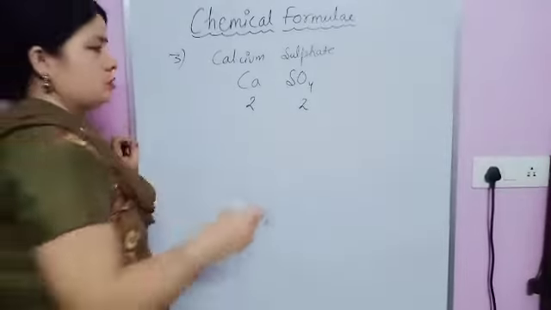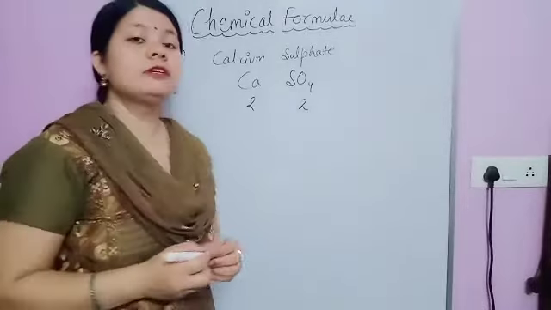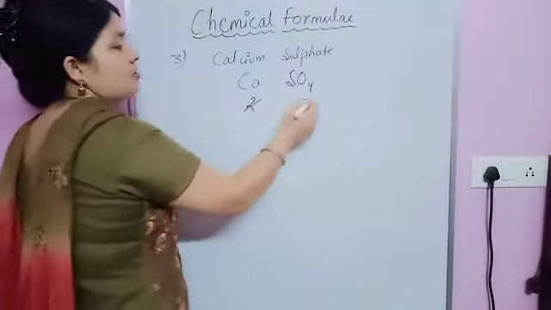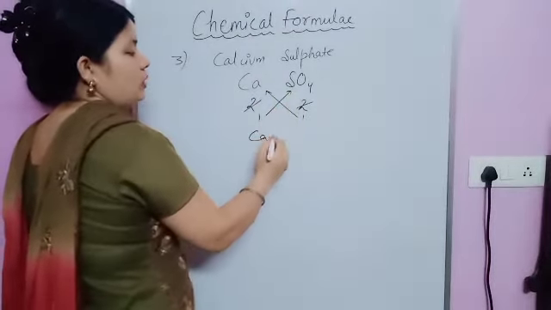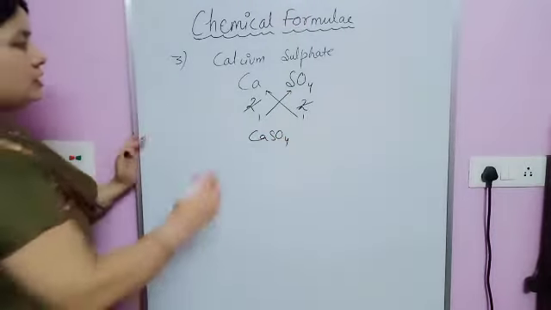Now this 2 and 2. Just remember one thing, whenever charges are cancelable, meaning they can be cut, you can cancel the charges to 1, and after that cross multiply. So this one is CaSO4, calcium sulfate.